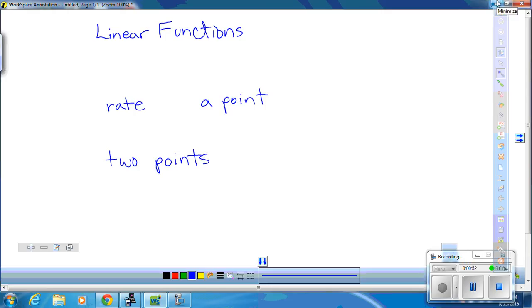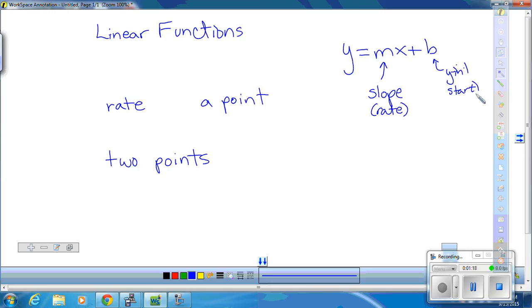When they gave us the rate and the starting point, we plugged it right into our generic model, y equals mx plus b. Remember, we said that the m is the slope. That's the rate when we were doing the word problems. And that the b was the y-intercept, which was the starting point. So when we were given those things, we could just plug them right in. Boom, we've got an equation. But in these cases, we're going to have to do a little bit more work.